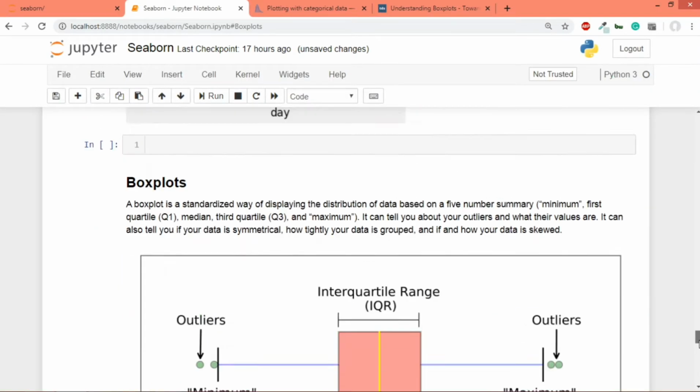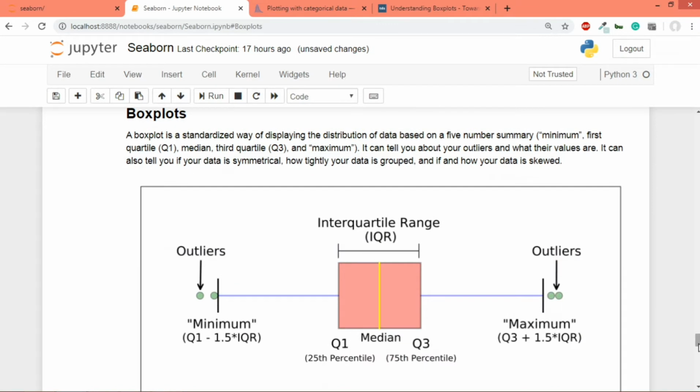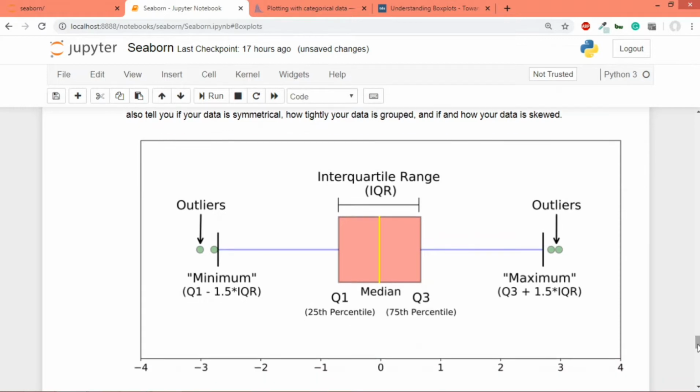So the next plot that we are going to discuss is a box plot. A box plot is a standardized way of displaying the distribution of data based on a 5-number summary, which we did in statistics. The minimum value, the first quartile value, the median, the third quartile, and the maximum value. It can tell you about your outliers as well and what their values are. It can also tell you if your data is symmetrical, how tightly your data is grouped, and if and how your data is skewed. A box plot looks like this.